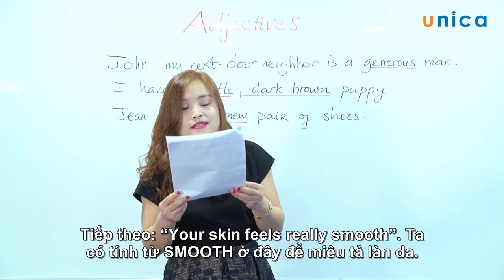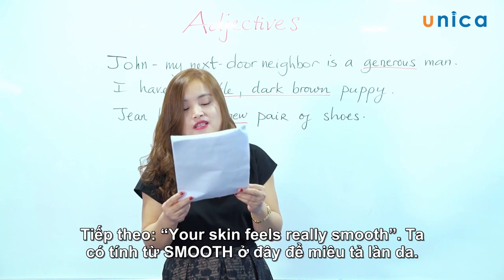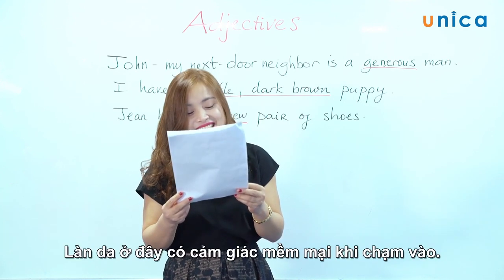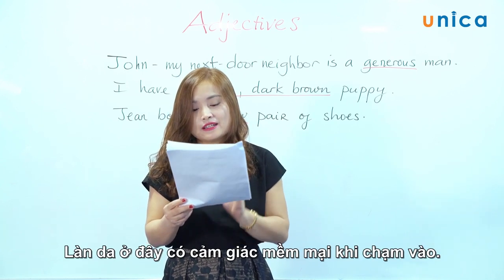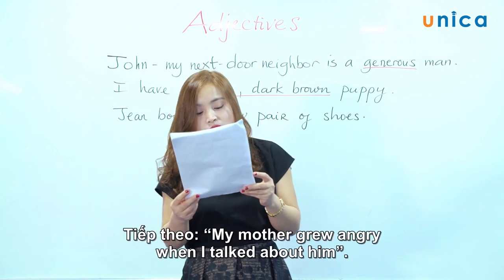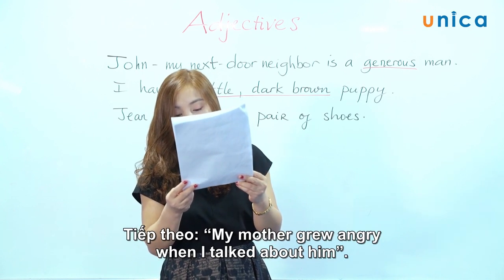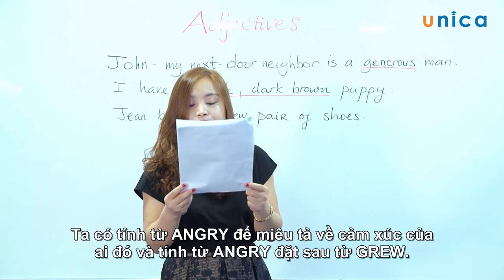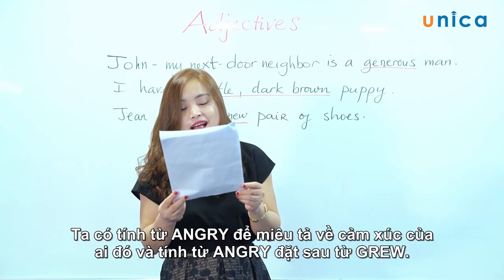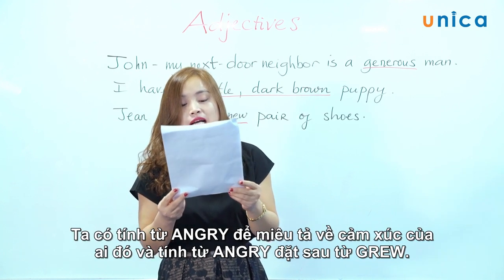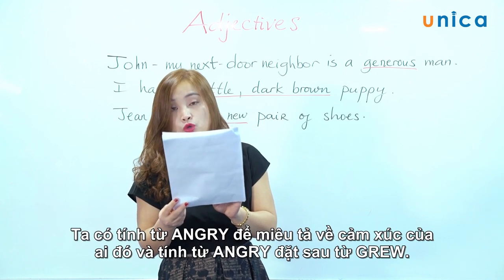The next one: Your skin feels really smooth. So we have the adjective smooth here to describe the skin. When you touch your skin, you feel that, oh, it's smooth. The next one: My mother grew angry when I talked about him. So we have the adjective angry to describe a person's emotion, and the adjective angry stands after the word grew.